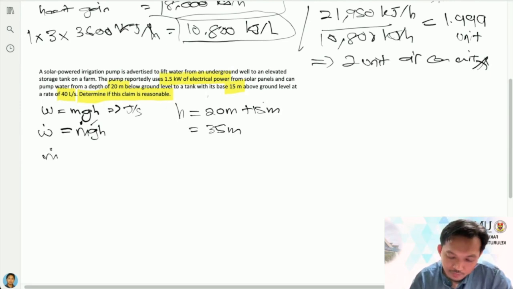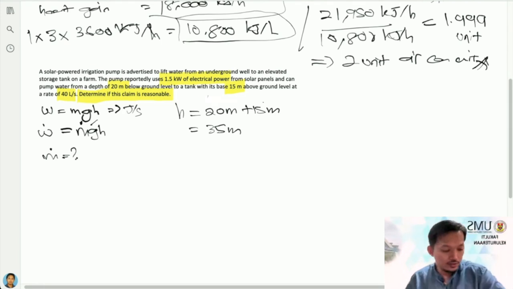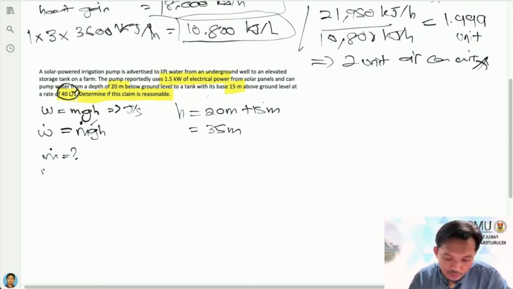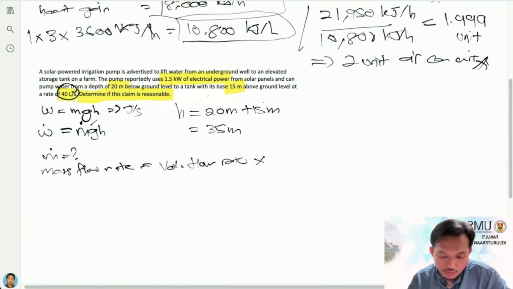For the mass flow rate, how do we calculate it? Because here it's given as 40 liter per second, you simply convert this volume flow rate into mass flow rate. To calculate the mass flow rate, you simply multiply the volume flow rate by the density.